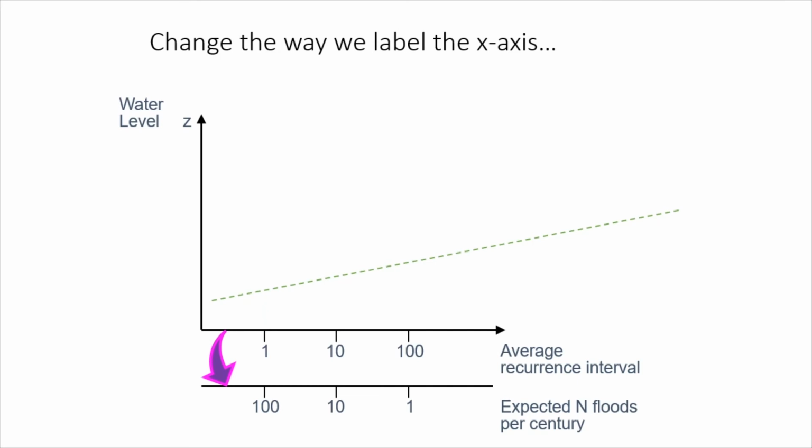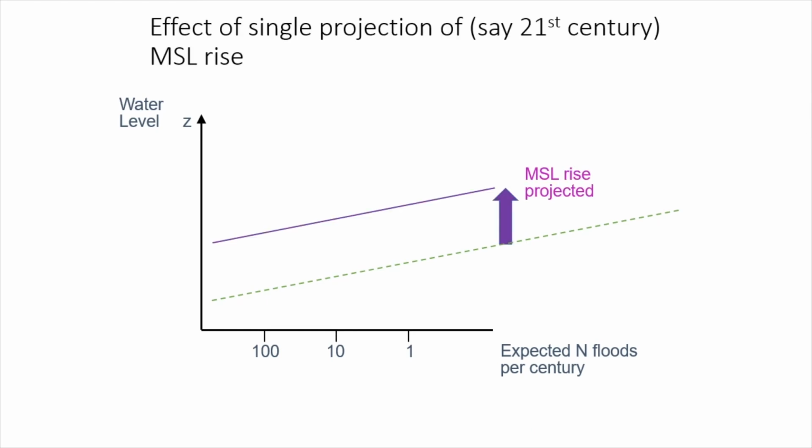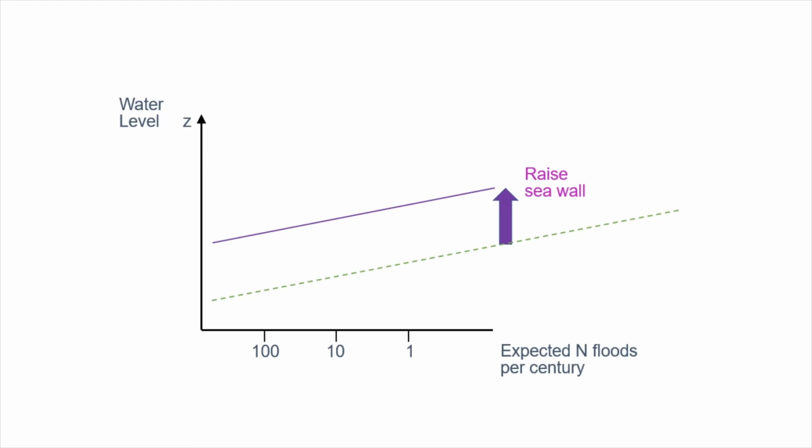Now let's change the way we label the x-axis. Instead of the average recurrence interval, let's label it with the expected number of exceedances per century. Like that. Now let's look at the effect on the return level curve of a single projection of mean sea level rise. If that's all we had, then our lives would be simpler. We would just raise the sea level wall by that amount in order to maintain the same level of protection as we have in the present day.